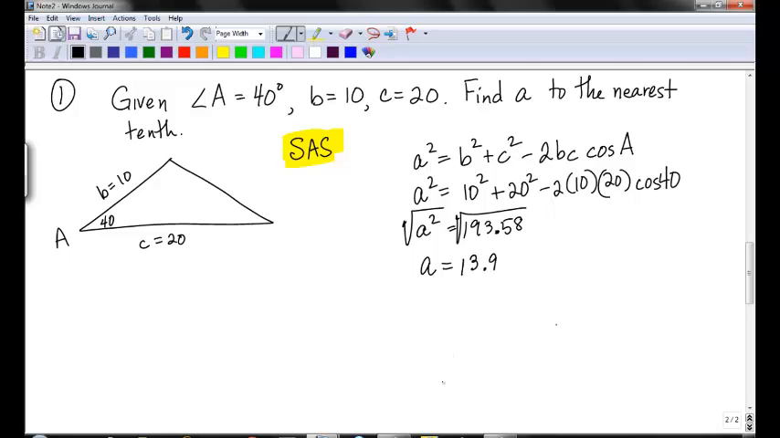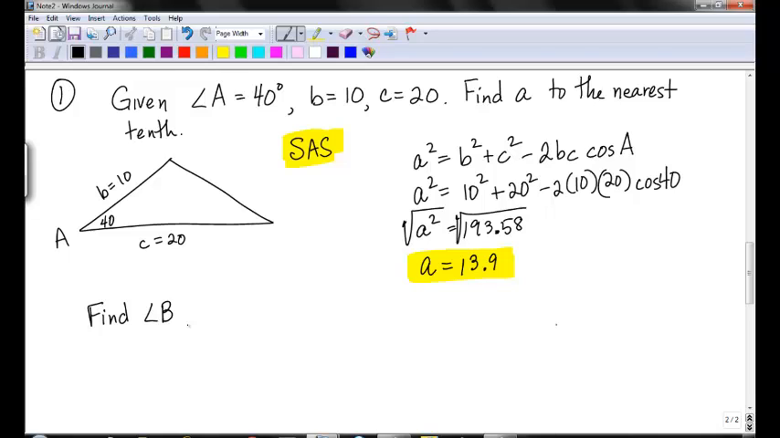So I get 13.9. Now, if they take it an extra step and say, now find an angle. Let's say now they say find angle B. If I'm going to find angle B, I need to store this, just so I've got it. So store this answer as, this was side A, right? So let's do alpha A. So I've got that in there.